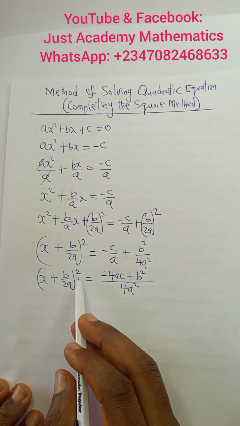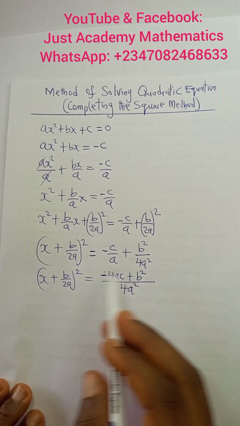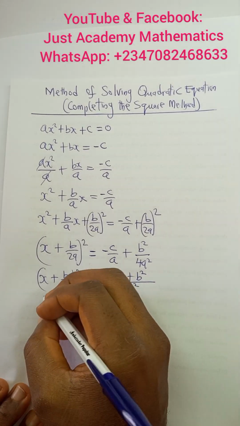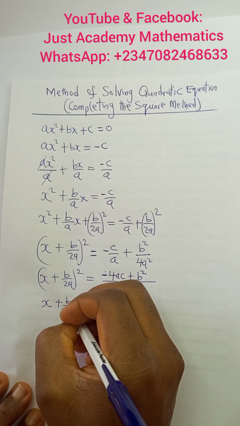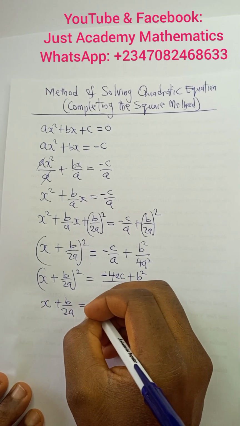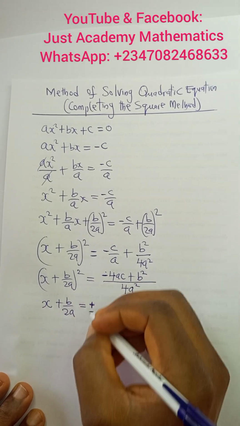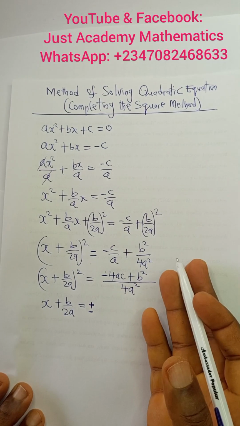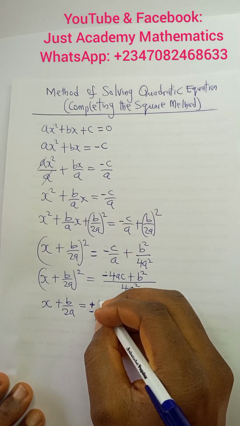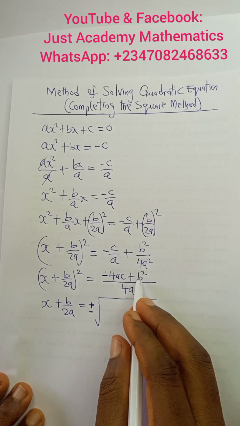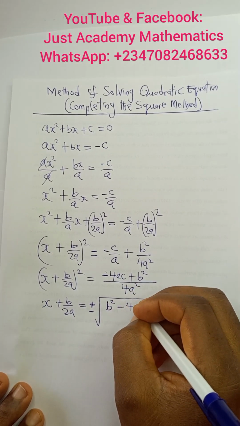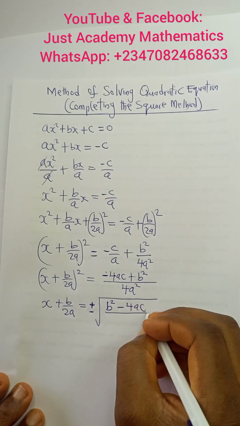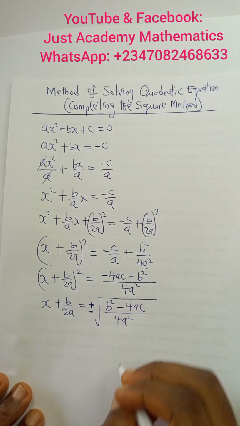So we can do away with this square here by finding the square root of both sides, so that we'll get x plus b over 2a is equal to, put plus or minus as you put the square root. Because it's a quadratic equation, we're expecting two answers, of course. So square root of what? You can start with this, it is the same thing. b squared minus 4ac, that is this one, over 4a squared.